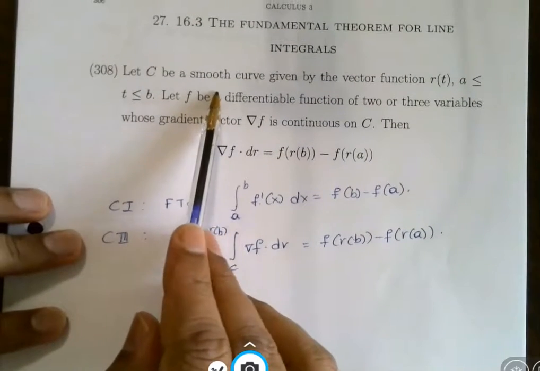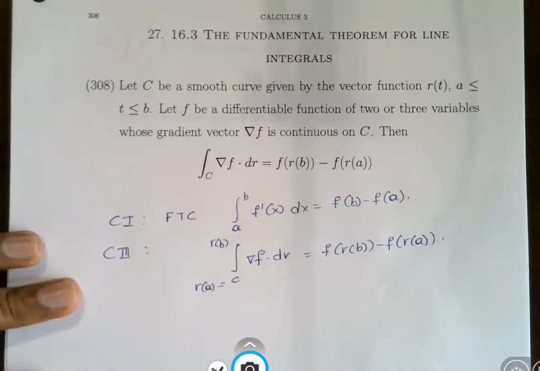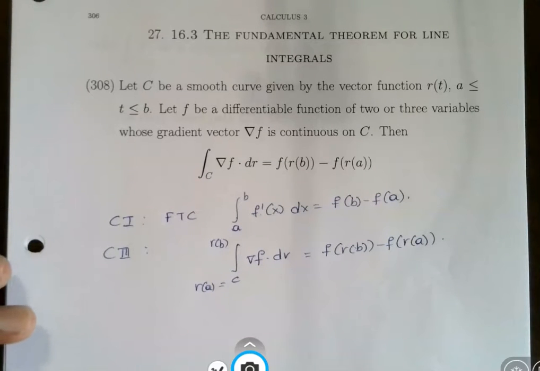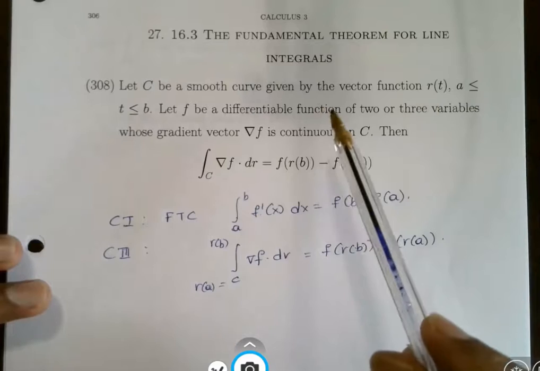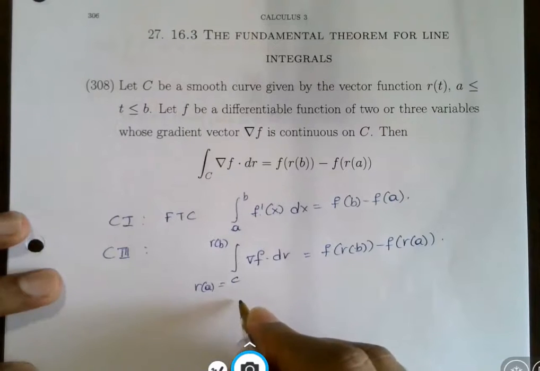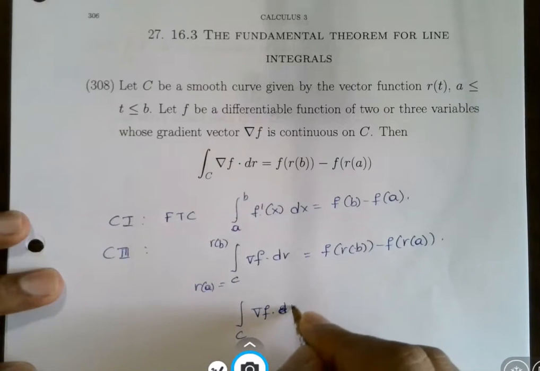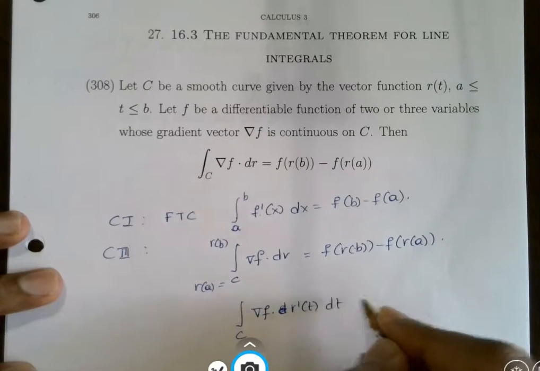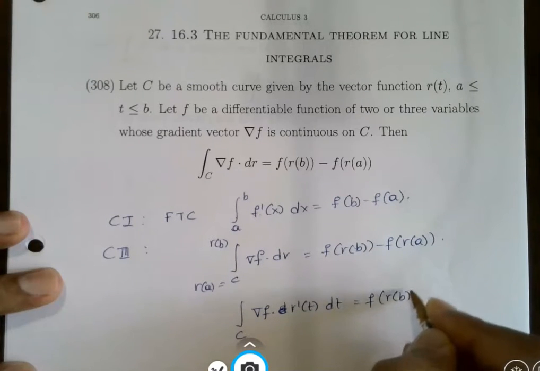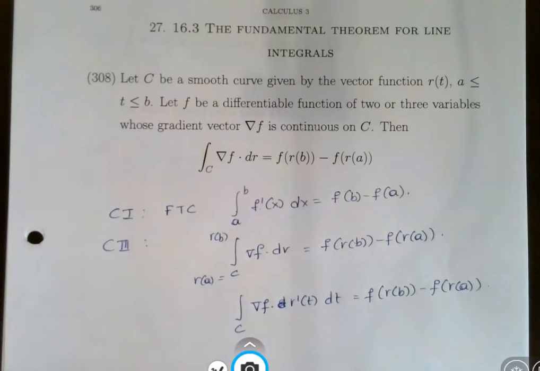Let C be a smooth curve. Smooth curve means you would be able to find the derivatives. Smooth continuous means you can draw the graph without taking the pen off the paper. That's a very layman definition. Smooth means at every point you are able to define the derivative, and your vector function is r(t), where t goes from a to b. In this case, you can write this as the integral over C of gradient of f dot r prime of t dt, and that is going to be f(r(b)) minus f(r(a)). So this is the fundamental theorem for line integrals.